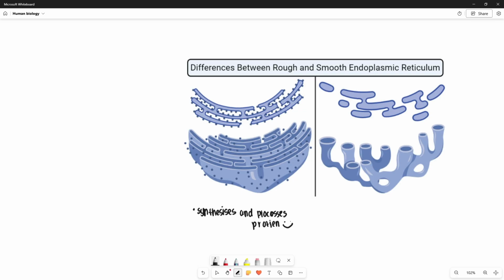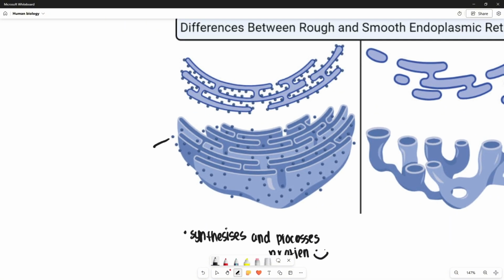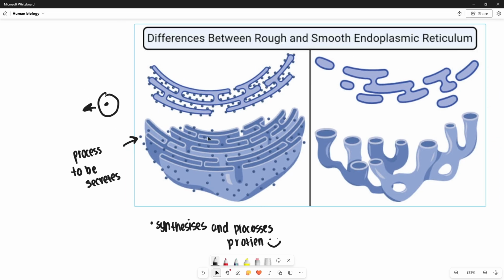It processes proteins, and these proteins get secreted into your body. So these ribosomes here, they process proteins that are going to be secreted. Now, what I mean by secreted is they exit the cell, basically. So you can think of it as the editor of your proteins.